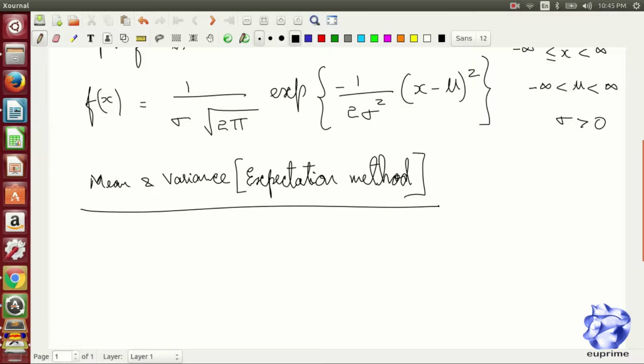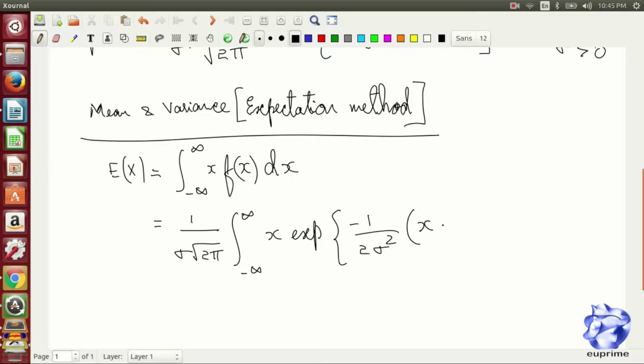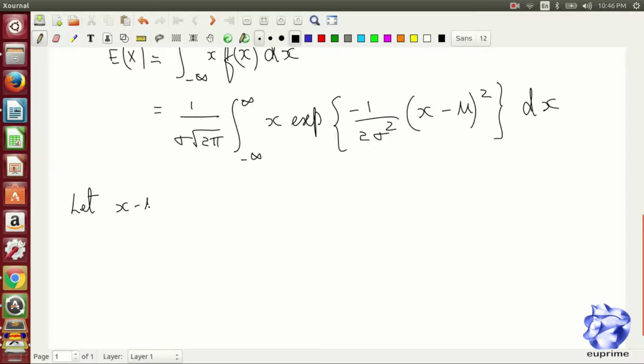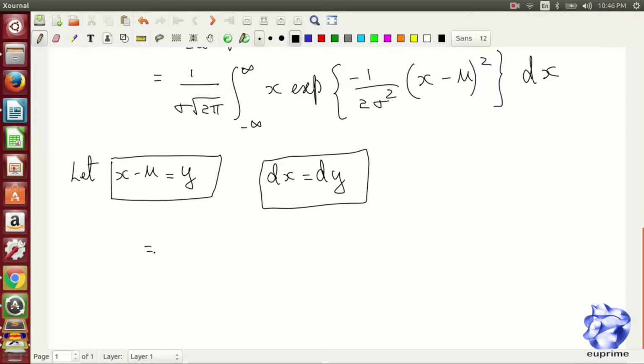Right. Initially, we start off with E of x, which is the integration of x f of x with respect to dx, and this is expanded as follows, where f of x is expanded and 1 by sigma root of 2 pi is taken out of the integration. So let x minus mu be y, and dx is equal to dy if we differentiate that. On doing that, we get the following function.